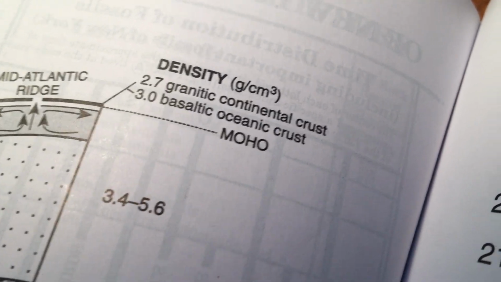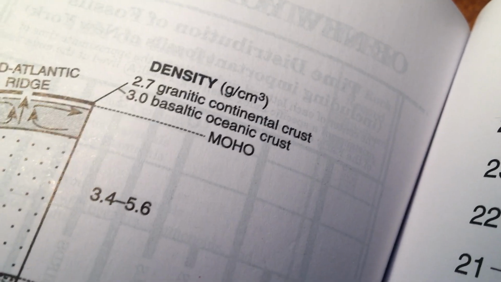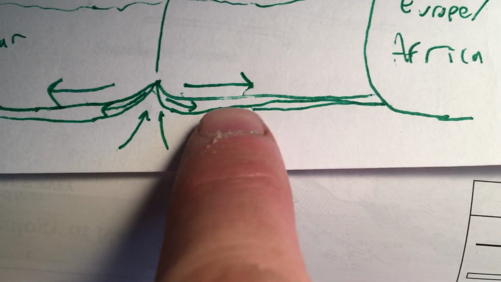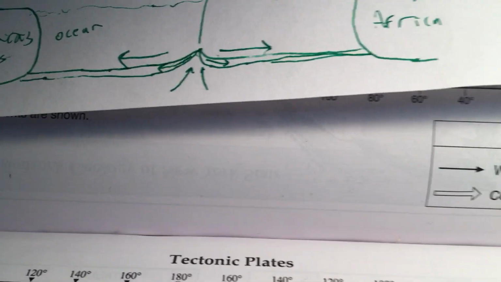Continental crust is at 2.7, oceanic crust at 3.0. Small difference, but when you're talking about things this massive, that racks up pretty quick. So the thinner stuff is more dense, the thicker stuff is less dense, which results in a balance, an isostatic balance within the mantle. But that's going to be important when they start running into each other.